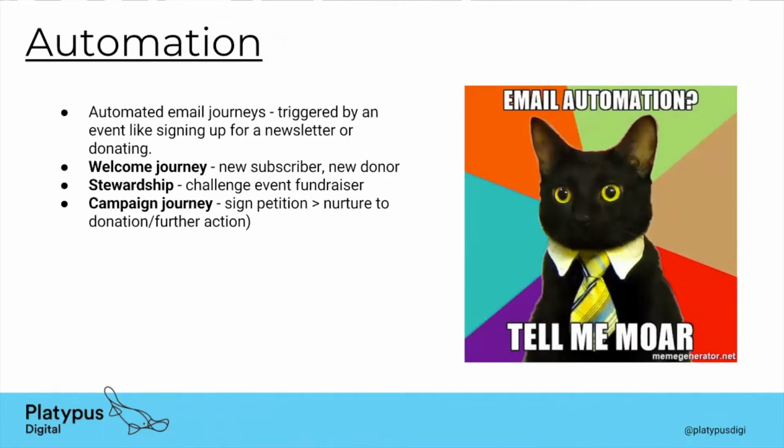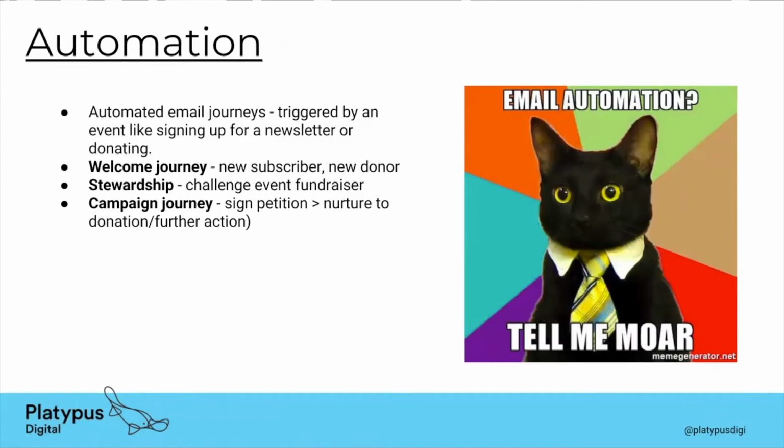You can use it for stewardship. So if someone signs up to, say, your London Marathon group, then you can send them a series of emails on how to train, how to fundraise, and key dates that they might need to know. You can also do a campaign journey. So if someone signs a petition, you could then nurture that person to making a donation or taking a further action. So you can say thank you for signing the campaign in the first email. You can tell them about past campaigns in the next email, and tell them about another campaign they might be interested in the next email. You can set all these emails up in advance so that they're sent out automatically.